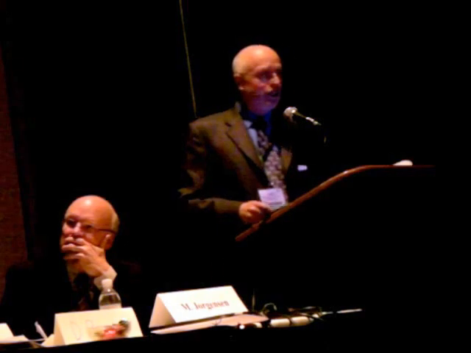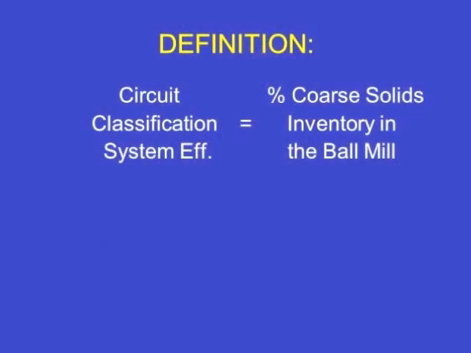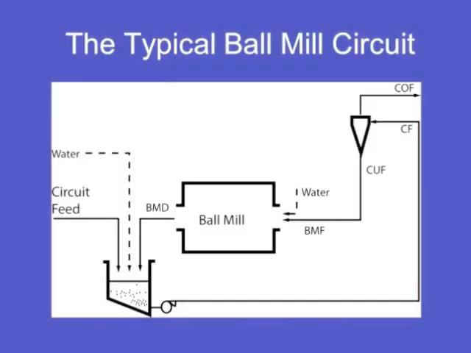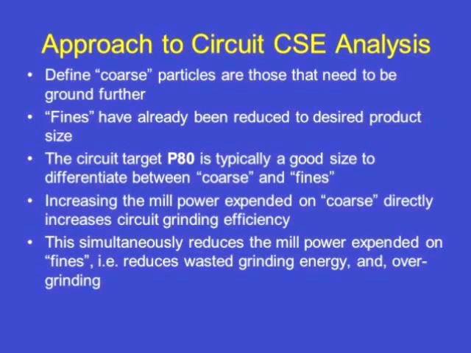So we're able to make this simple, clear definition. The classification system efficiency is the percentage of coarse solids in the mill, and it's also equal to the percentage of the mill power being used to grind the coarse solids. So what we're looking at is what's going into the mill, what's coming out of the mill on average. What have we got inside this mill? If we've got 80% of our material in here and 1,000 kilowatts connected to it, then we're using 800 kilowatts to grind. If it's 500, then it's 500 kilowatts to grind. It's just that simple.